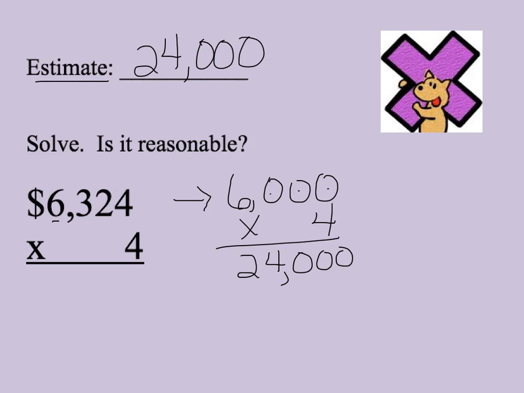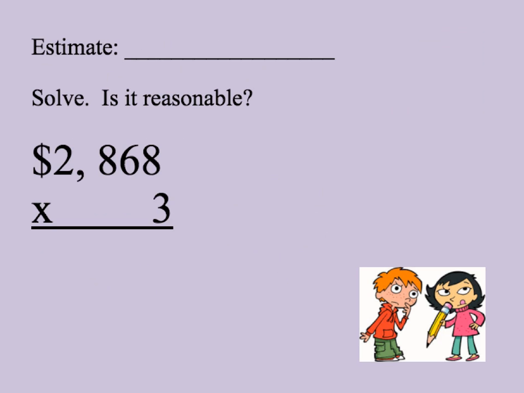Now let's go ahead and try it using multiplication with regrouping as necessary. 4 times 4, 16. 4 times 2 is 8, plus 1 is 9. 4 times 3 is 12. 4 times 6 is 24, plus 1 is 25. Now we'll compare. I've got 24,000 and 25,296. I would say that's reasonable because those two numbers are close together.